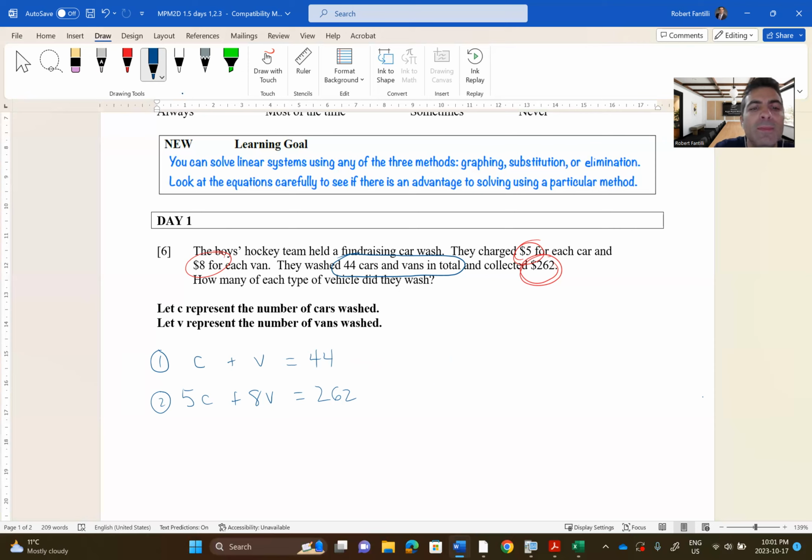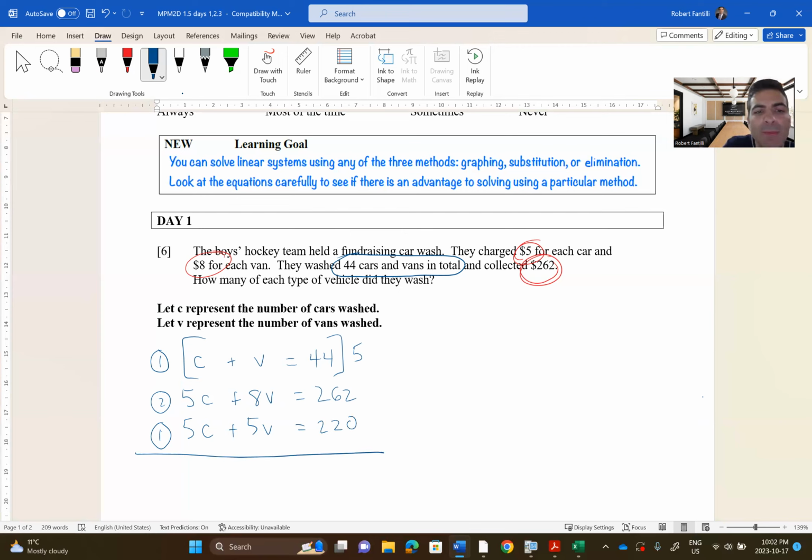And so I'm going to look at my numerical coefficient. If I want to eliminate one of the variables, I'm looking at the C values. I've got 1C and 5C. In order to make them both equal, I would have to multiply the first equation by 5. If I want to make the V's the same, I'd have to multiply the first one by 8. So I'm going to stick with the lower number and just multiply it by 5. So my new number one equation will become 5C plus 5V equals, and 5 times 44 is 220. So that's my new number one. I didn't have to rewrite number two. I'm just going to use these two equations the way they are right here, and I'm going to use that to do my elimination.